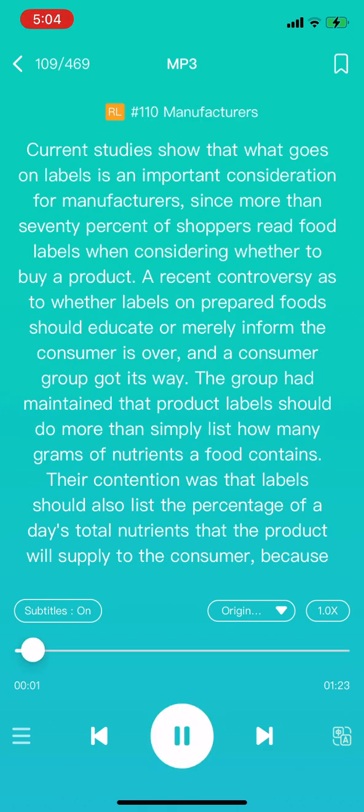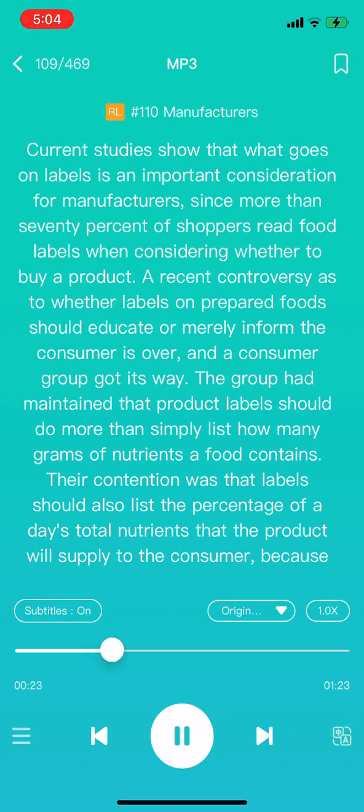Current studies show that what goes on labels is an important consideration for manufacturers, since more than 70% of shoppers read food labels when considering whether to buy a product. A recent controversy as to whether labels on prepared foods should educate or merely inform the consumer is over, and a consumer group got its way.